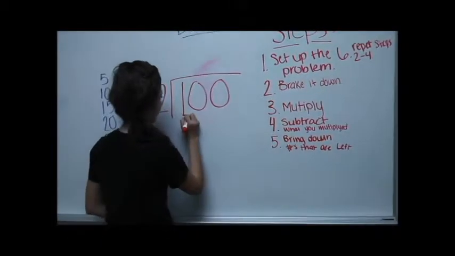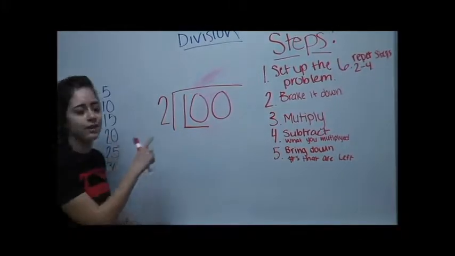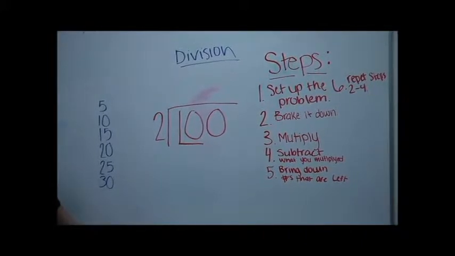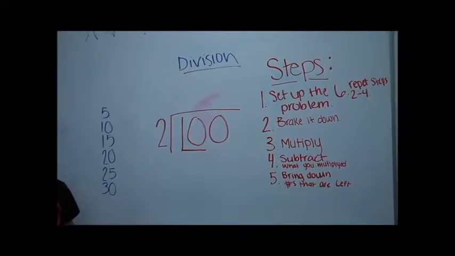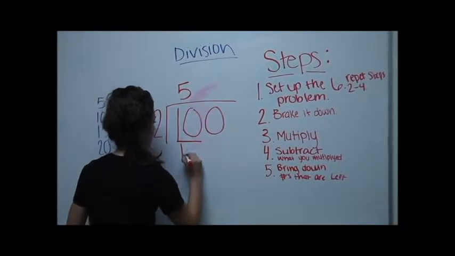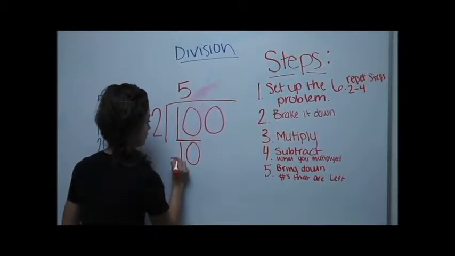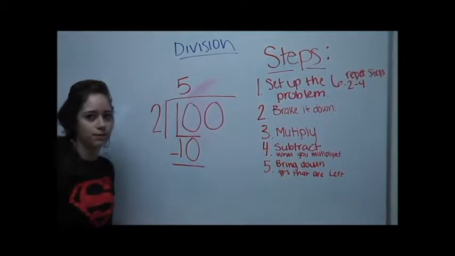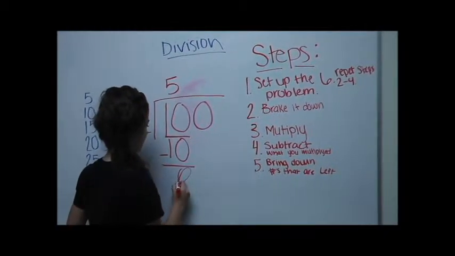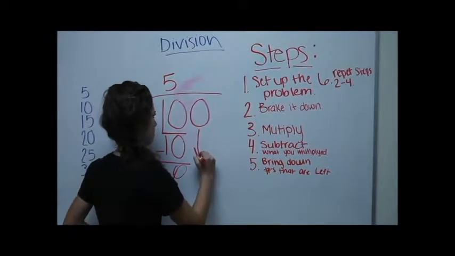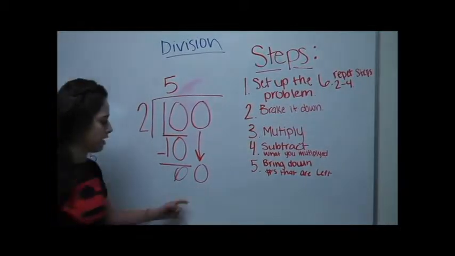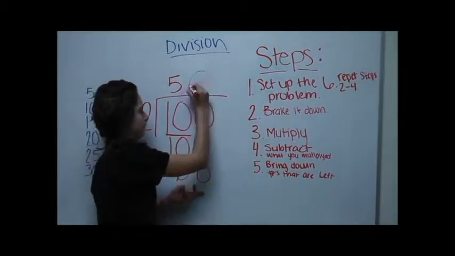So we're going to break it down, 100, and break it down to 10. Step 3 is multiplying. So 2 goes into 10 5 times. So that will be 5. Put a 10, and you're going to subtract. That's one of the steps, is to subtract. So that would be 0. Also, bringing down your number, which is a 0, and that 0 goes up here.